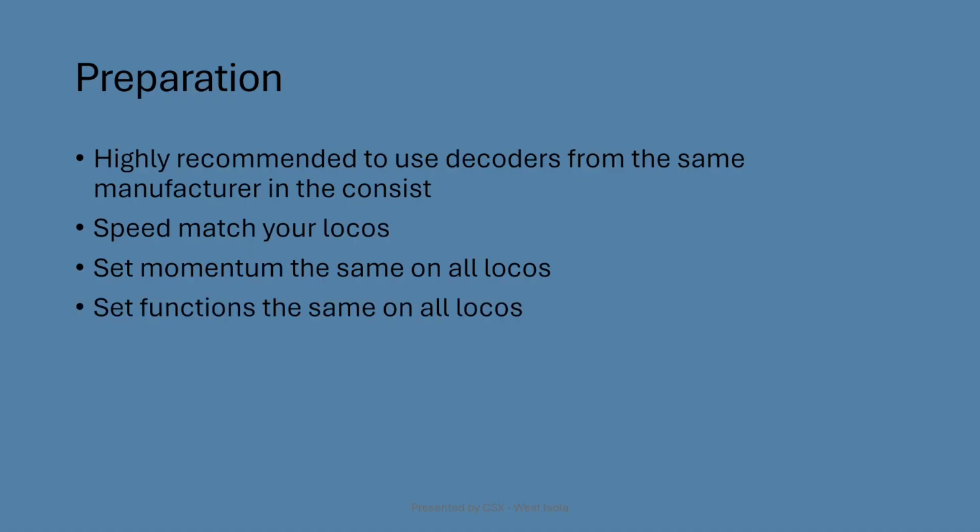Another thing that's important is making all the functions the same on all the locos, so that F1 does the same thing on all your locos. Now, I suggest this is a good idea even if you're not consisting, because it means you don't have to remember what you're doing. You're not swapping backwards and forwards between different functions. You're not saying, no, the horn is function 2 on one loco and function 5 on another loco, and so on.